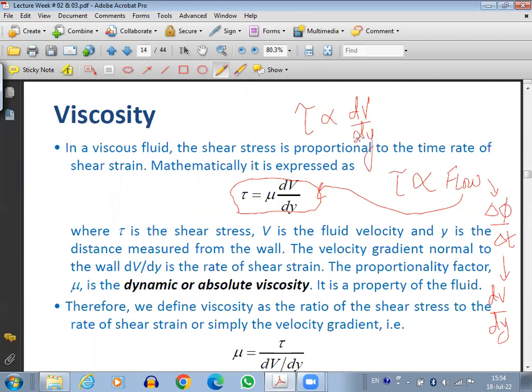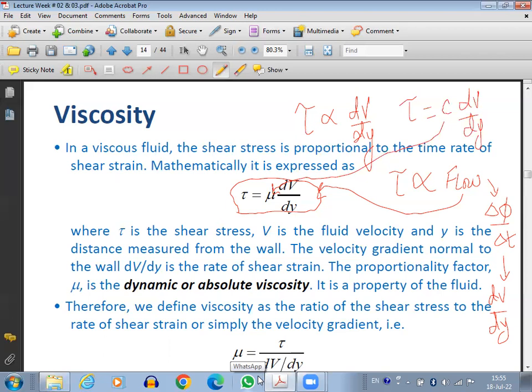Now in physics, when you have to remove the proportionality sign and replace it by an equal sign, there comes a constant of proportionality. This constant of proportionality here is viscosity. So if I remove it, it will become tau equals C dv by dy, the constant of proportionality. But here this C is basically mu, which is the viscosity. So it is basically a fluid property.